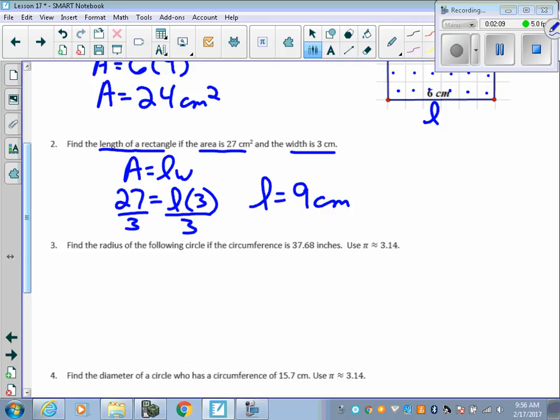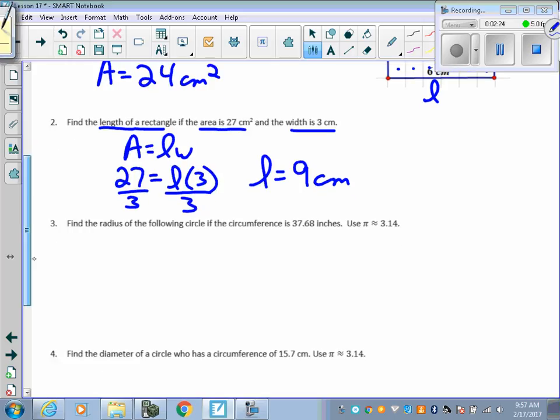Because when you multiply centimeters times centimeters with length times width, that's where you get the centimeters squared for the area. Well, when you divide centimeters squared by centimeters, you get just centimeters, so the length is just 9 centimeters. We're going to apply this to something that we already know with circles.